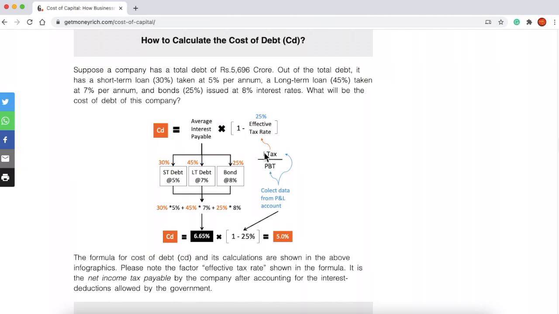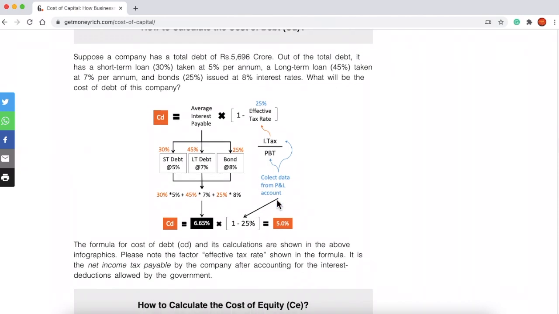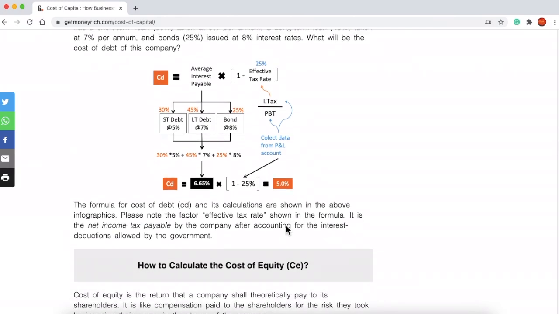And how can you calculate effective tax rate? That is the income tax paid by the company divided by profit before tax. This information you can get from the profit and loss account. So I have assumed that for our example company, the average interest payable was 6.65% and the effective tax rate is 25%. I've just assumed. So the cost of debt becomes 6.65 into 1 minus 25% equals 5%. So just remember this value. Remember two things: how the cost of debt is calculated using this formula, and how much the cost of debt is. Cost of debt for the example company is 5%.